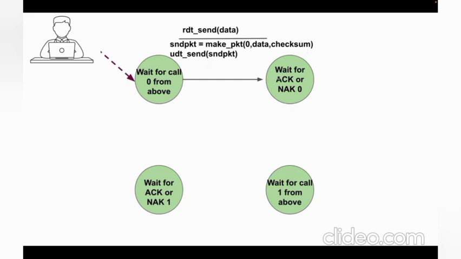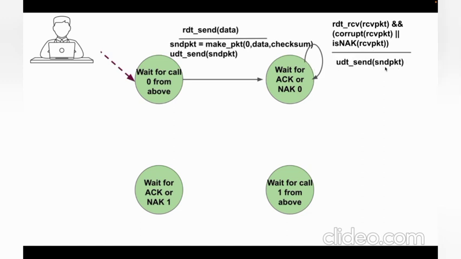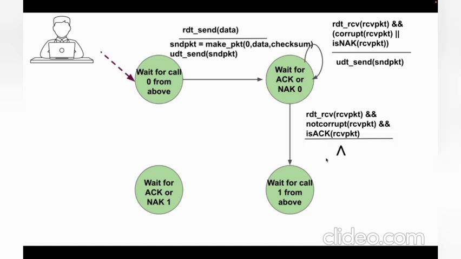After sending, in case a positive acknowledgement 0 or NACK 0 is received, there are 2 possible cases. In case the packet is corrupt and NACK is received, then the packet is resent to the underlying layer. And if a positive acknowledgement is received, then nothing is done. It waits for call 1 from above. Again, a similar process is repeated.